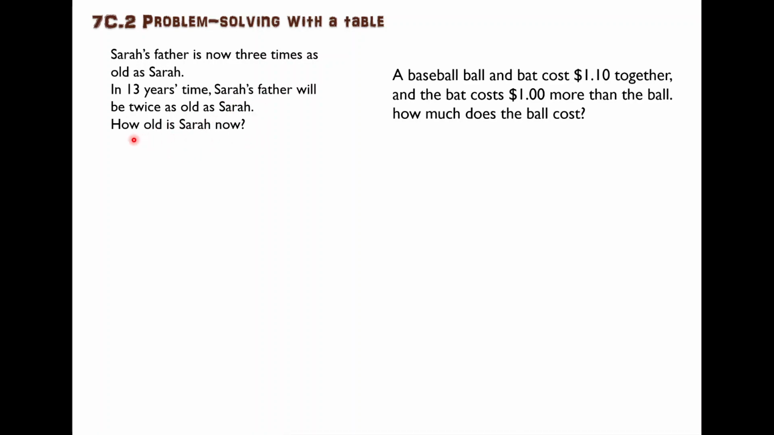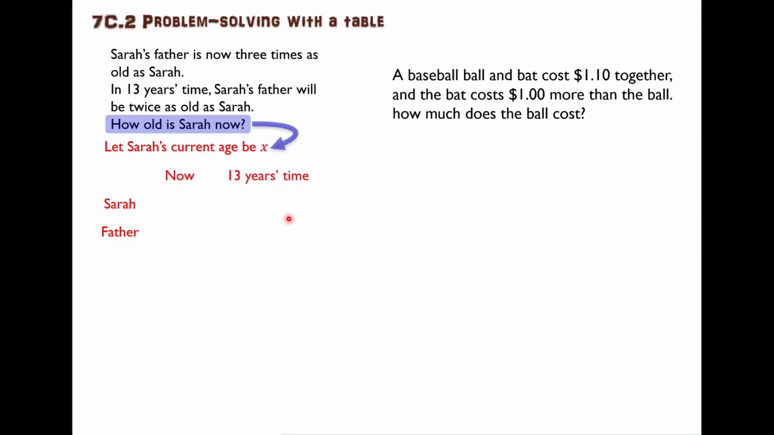The first step to making our equation is to figure out what variable we'll give a letter for. The question is how old is Sarah right now, so let's let the answer to that be x. In other words, let Sarah's current age be x. We'll make a table to store all of this information, for Sarah's age right now, her age in 13 years' time, and the same for her father.